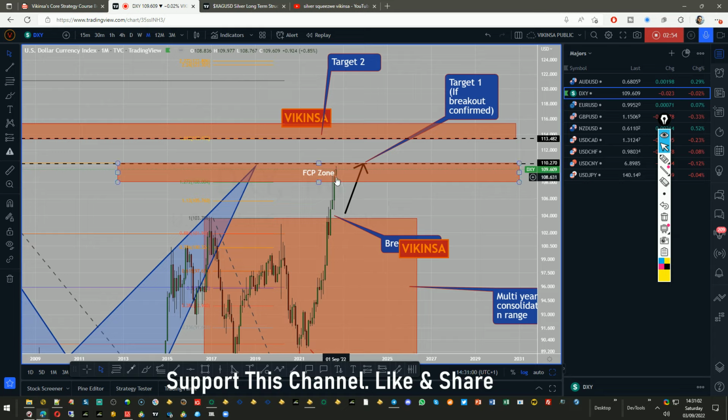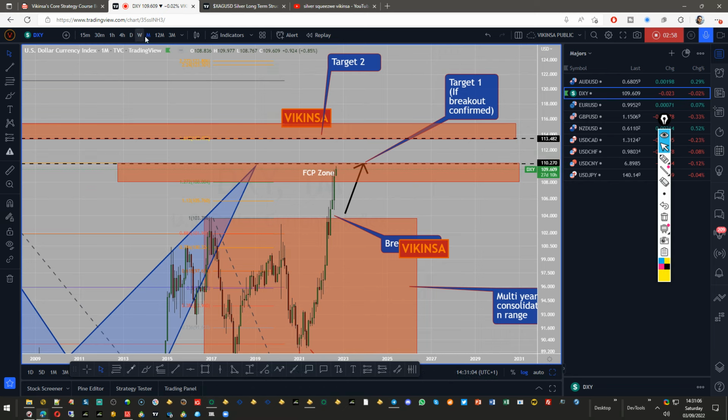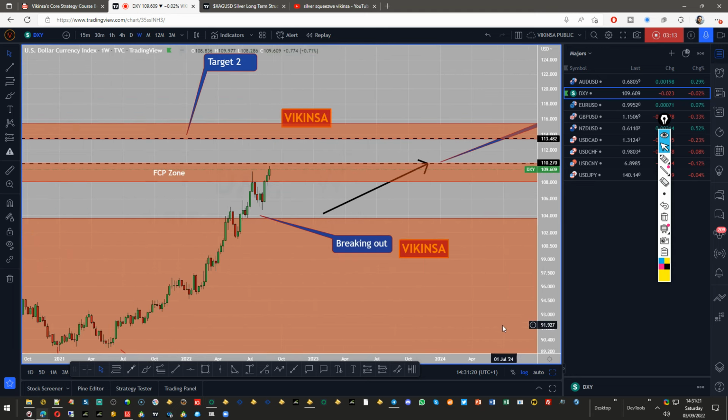But it's possible that it may continue to go up for days and maybe probably weeks before it falls, because we are looking at the monthly time frame. So it is still bullish. Do not start to think that you can build huge positions in the dollar index on the bullish side, because we are in the FCP zone and it can fall at any moment. It just needs a little catalyst.